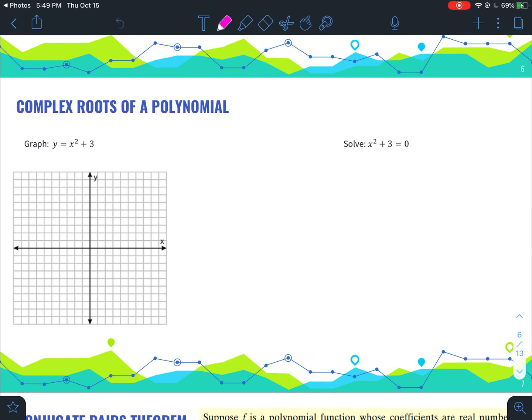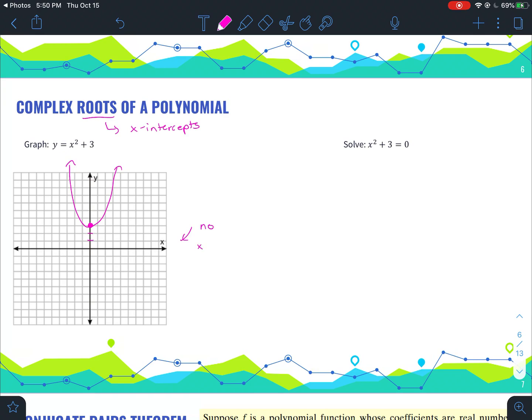So if we wanted to graph x squared plus 3, it would cross the y-axis at 3. It's a happy parabola that moved 3 up, so it would look like this. And then remember, the roots are the x-intercepts. So notice on this graph, there are no x-intercepts, so it technically has no real roots. But remember how we can find x-intercepts? You set y equal to 0 and solve.